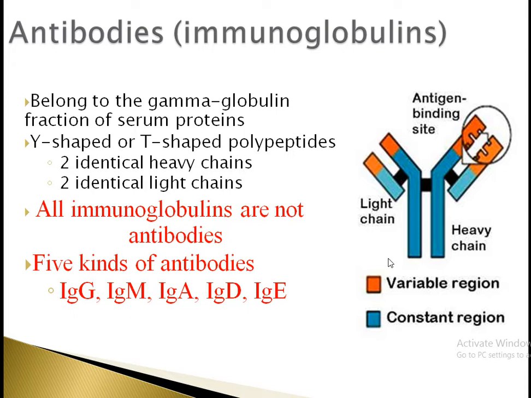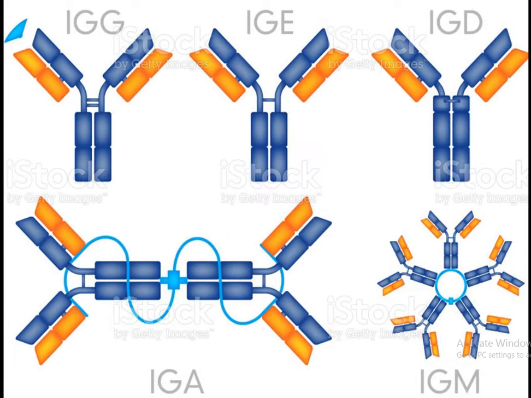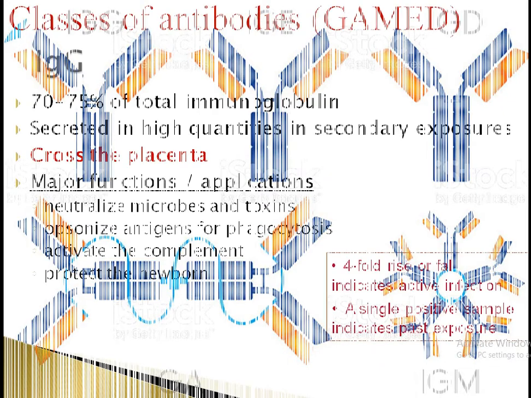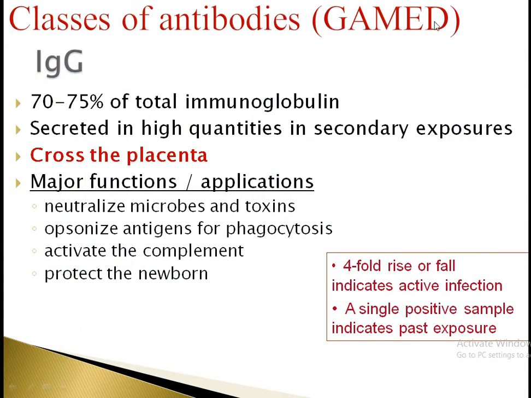All immunoglobulins are not antibodies. Mainly we have five kinds of antibodies, and in short they are simply called GAMDE. This is the picture for each type of immunoglobulin. Remember this word, GAMDE, I write it here, and from this word you can easily remember the types of the main immunoglobulins.